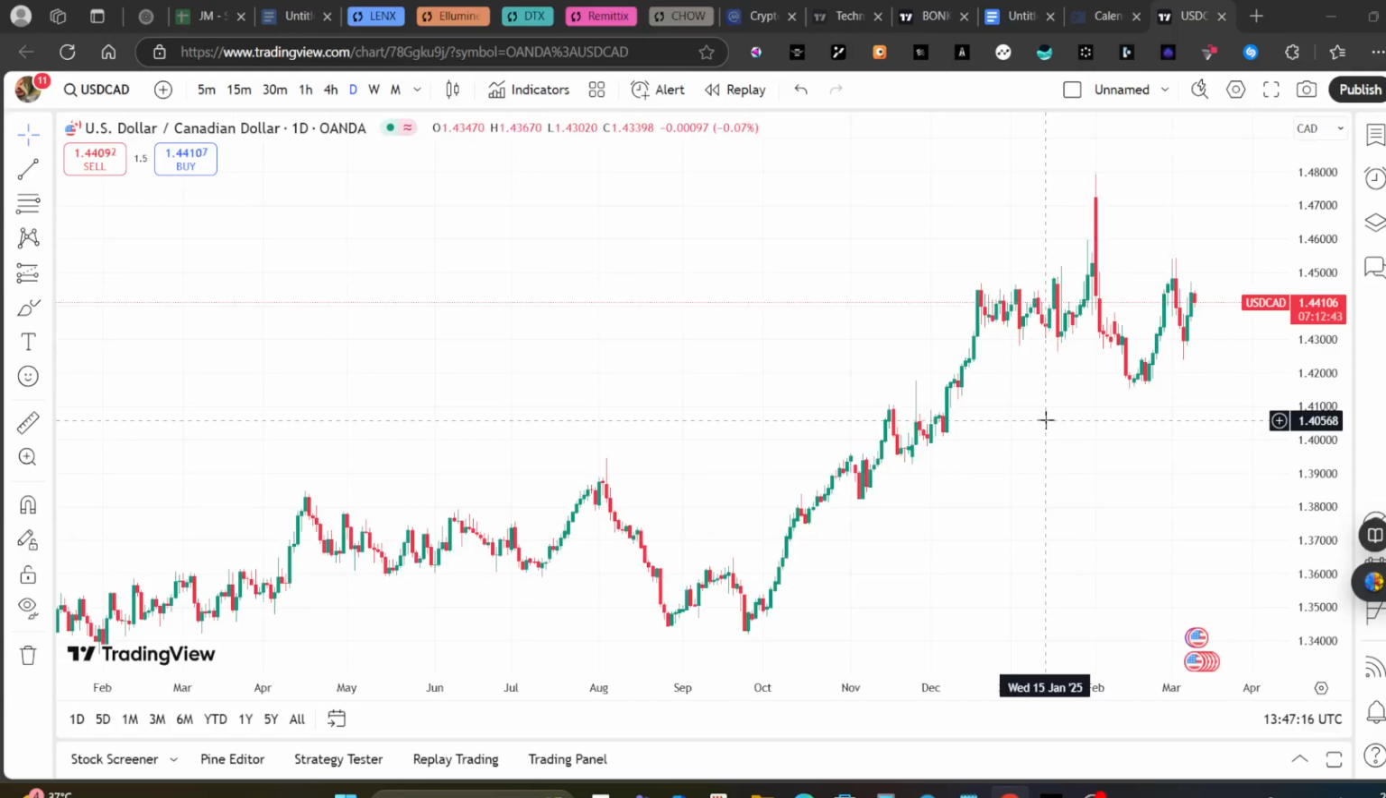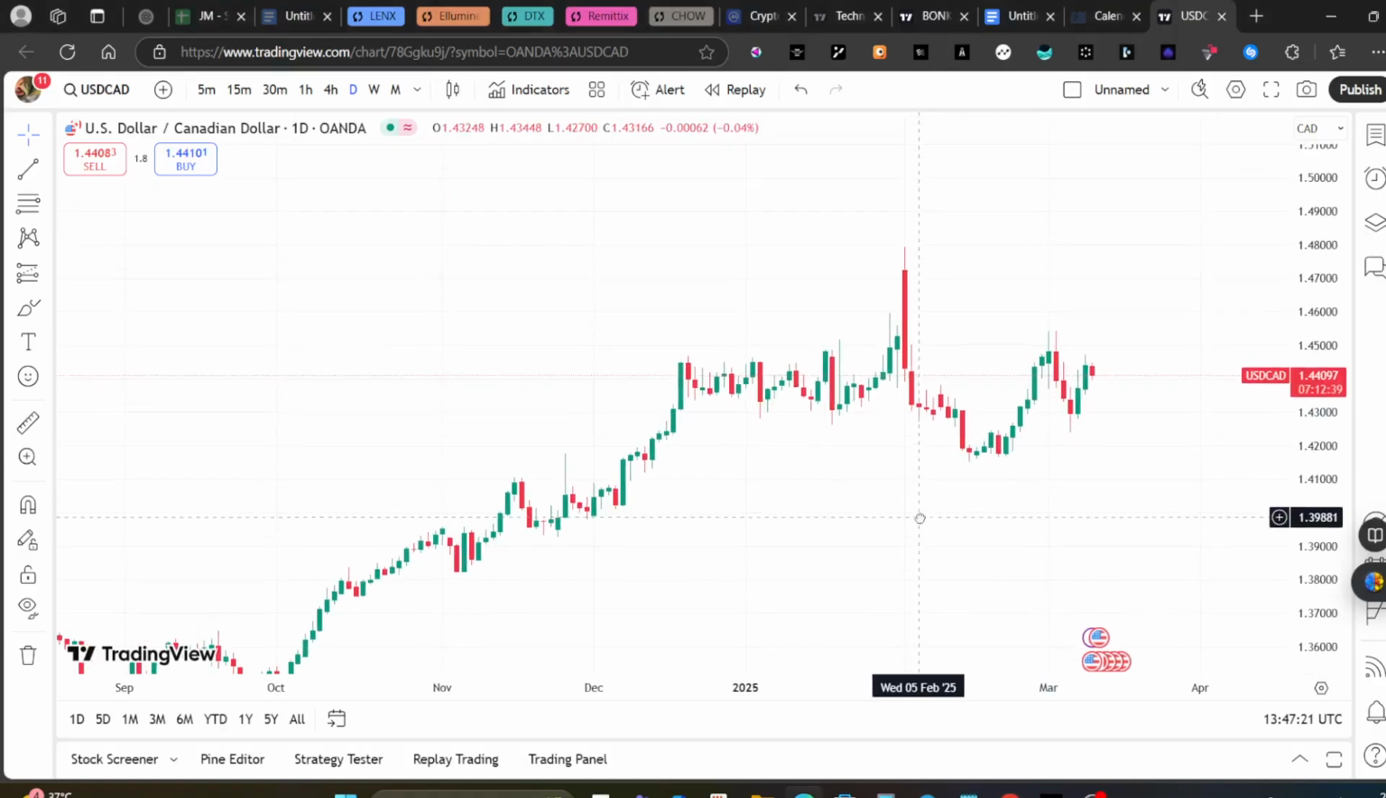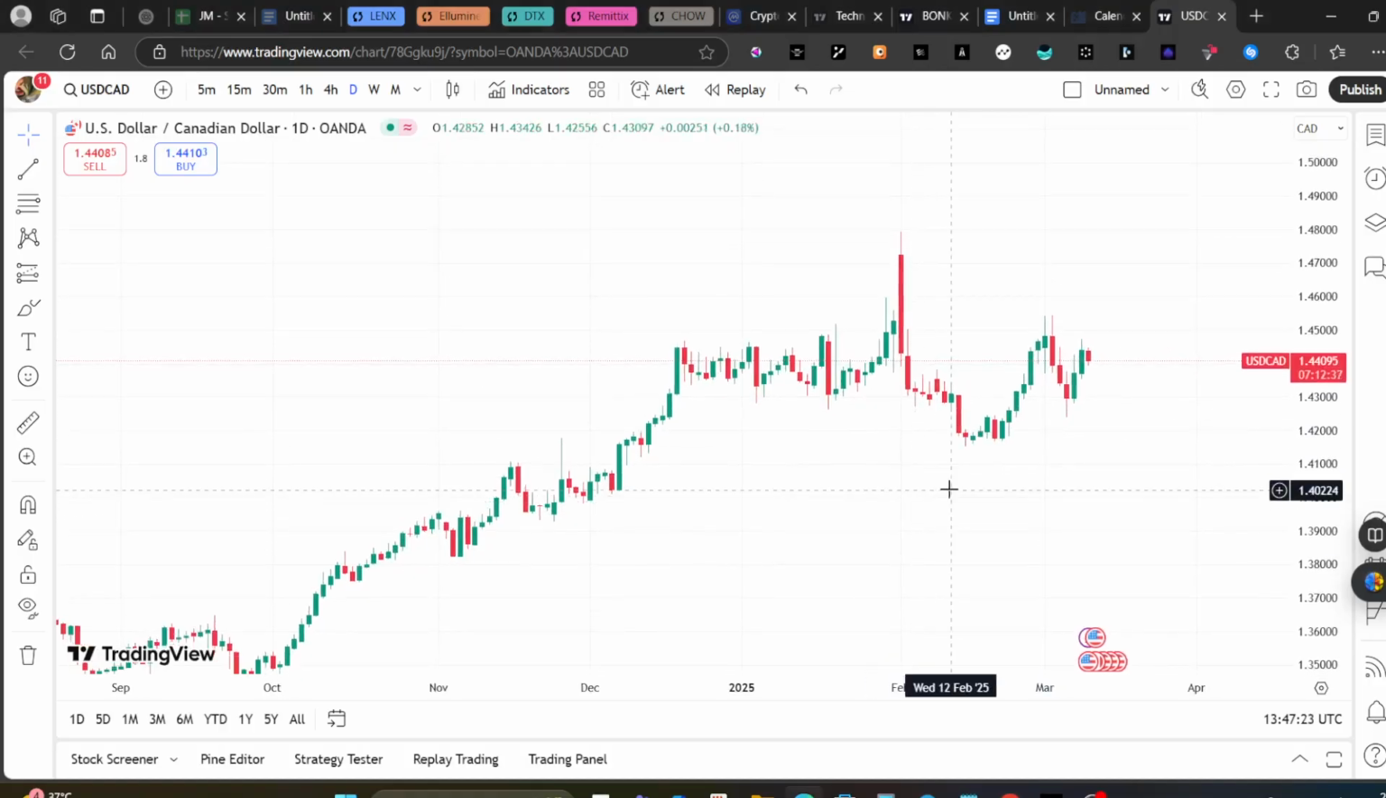Now, what is order imbalance? The market moves because of one simple reason: an imbalance between buy orders and sell orders. When there are more aggressive buyers than sellers, price shoots up. When sellers overwhelm buyers, price drops.